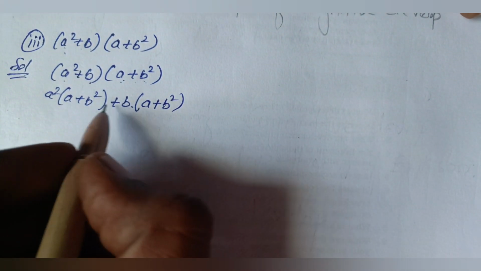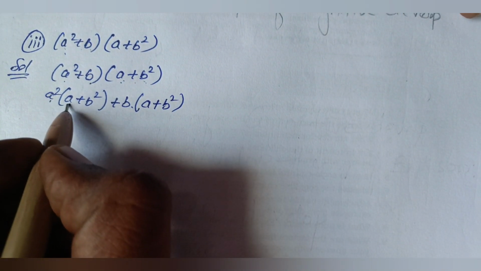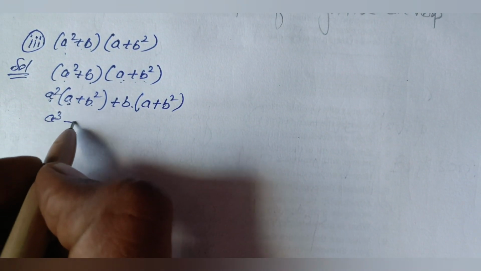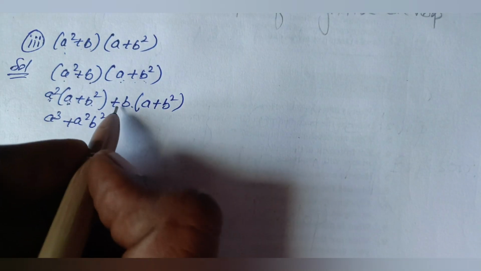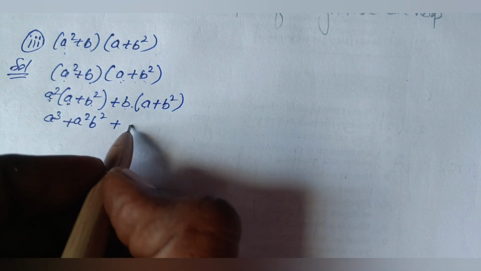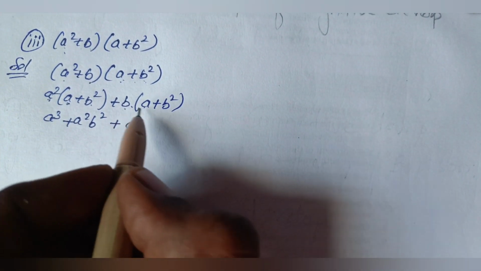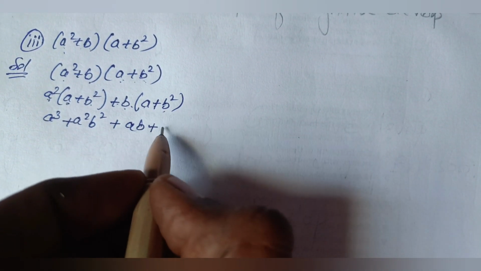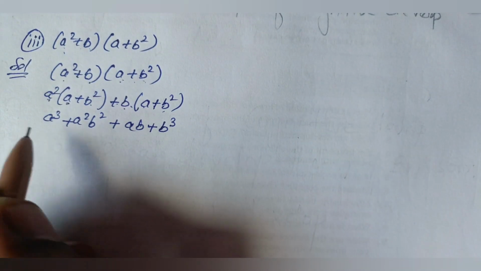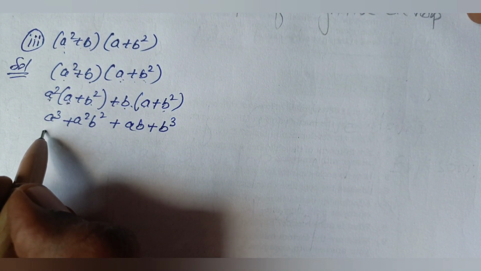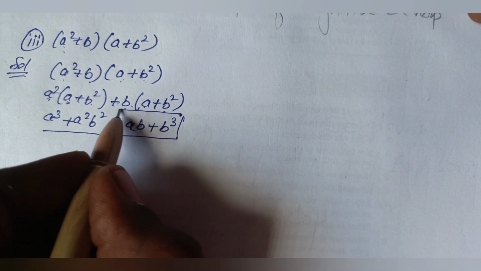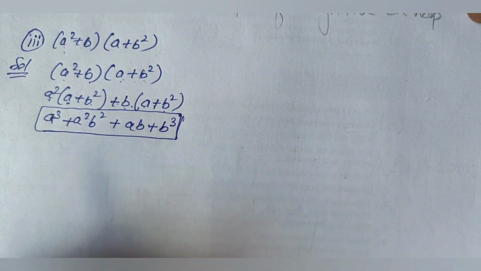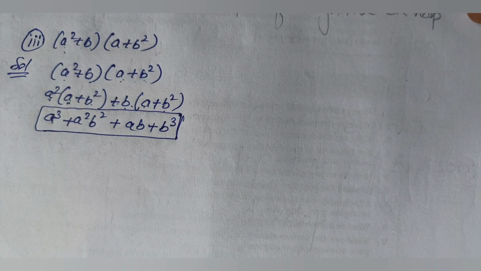So now let's multiply. a square into a we need to multiply, again a square into b we need to multiply. a square into a is a cube, plus a square b square. So plus b into a is ab, we can write. b into b square is plus as it is, because plus plus will become plus only. b into b square is b cube. This is the answer we can mention. Further we cannot simplify because there are no like terms to simplify. So that is the reason we will keep it as it is.